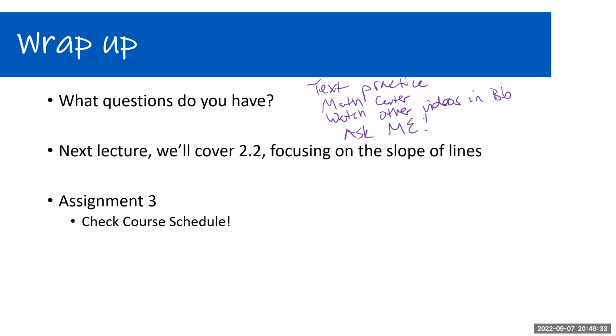The next lecture, we're going to talk about 2.2, which is going to talk about the slope of lines. So we're going to kind of go more on what we talked about the second half of this lecture. And then keep in mind that assignment 3 is coming up. Check your course schedule because it's going to be due soon.